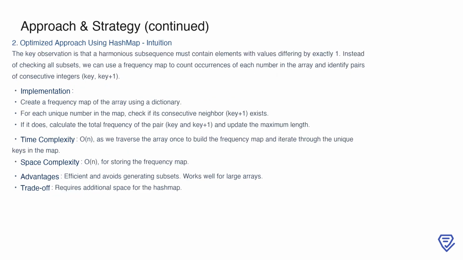Now, an optimized approach using a hash map offers a much more efficient solution. The key observation here is that a harmonious subsequence must contain elements with values differing by exactly 1.